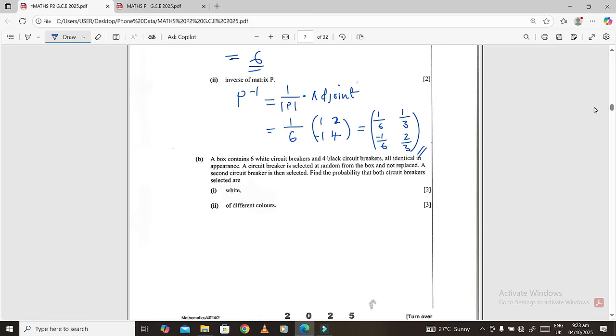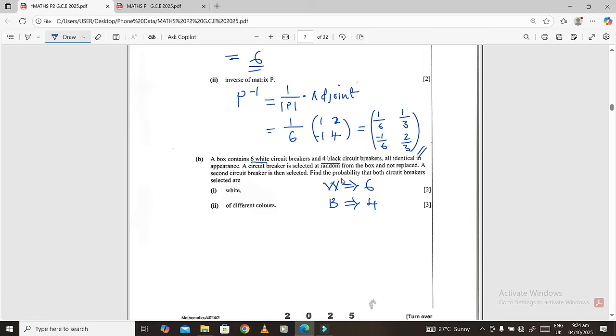For the next question, they are saying a box contains 6 white circuit breakers. So there are 6 white circuit breakers. This is what you need to know. Let me start with W, which stands for white. There are how many? There are 6, according to what we've been given here. And 4 black. B is 4. Circuit breakers, all identical in appearance.